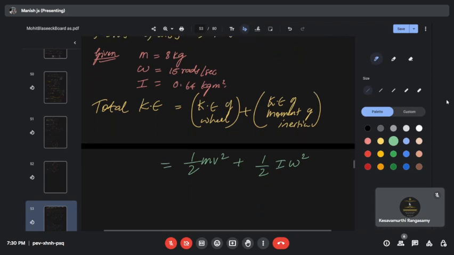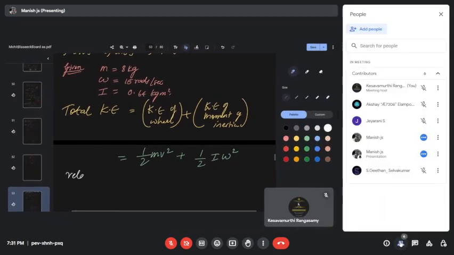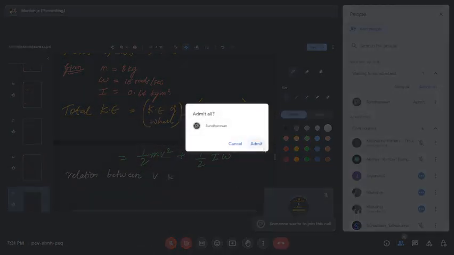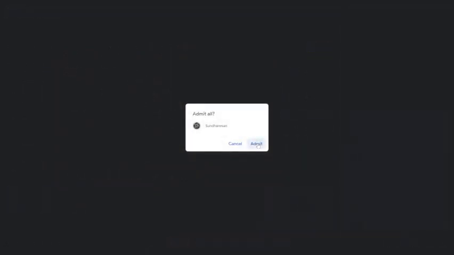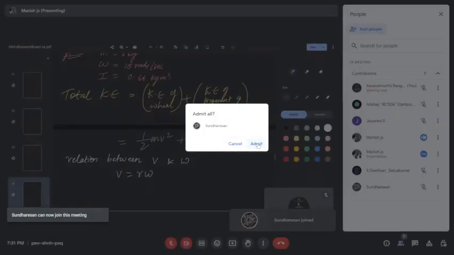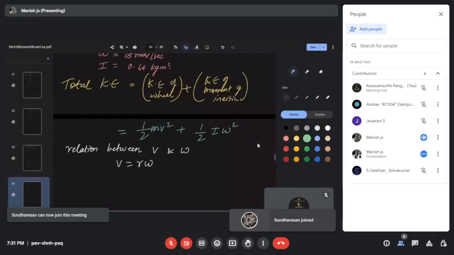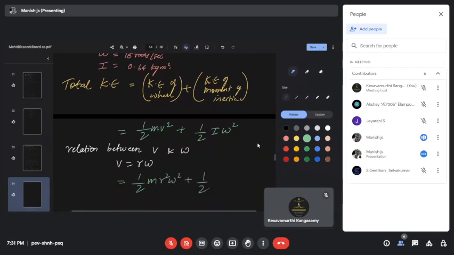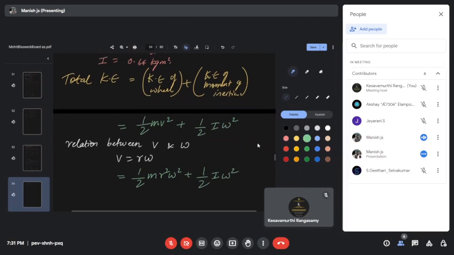Now, we don't have information about linear velocity. We only have information about angular velocity. But there is a relation between linear and angular velocity. Can anybody tell me the relation between v and omega? Both are related. So v is equal to r omega. Correct. Go and substitute, and you can express them in terms of omega. So half m, in place of v you put r omega, so you get half m r square omega square plus half I omega square.